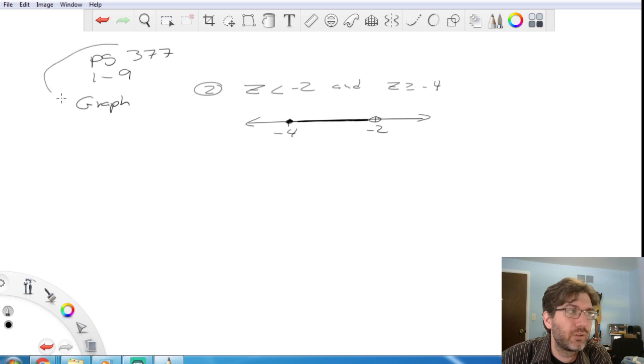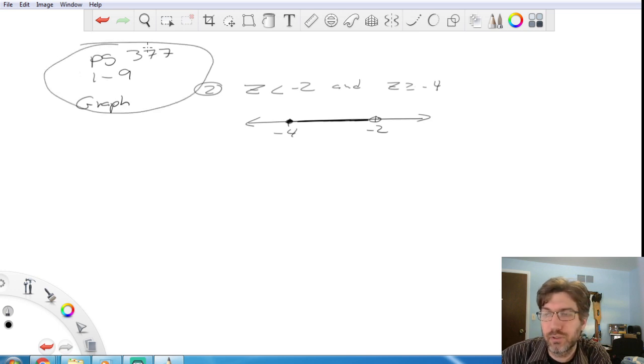Yeah, the assignment's right here. You need to graph them. Again, you're not turning them in to me because I'm not going to be able to read them. So I'm just going to trust that you did them, and if you have questions, you ask.